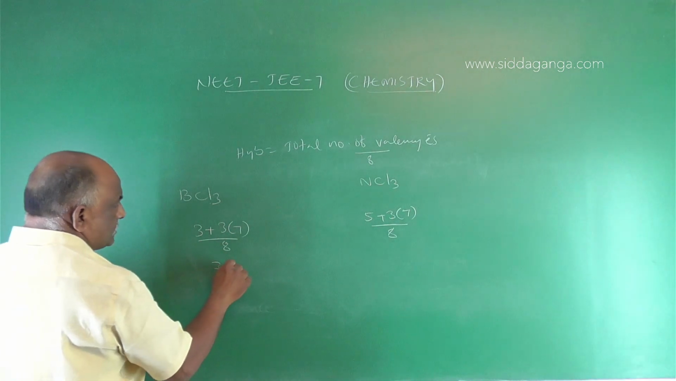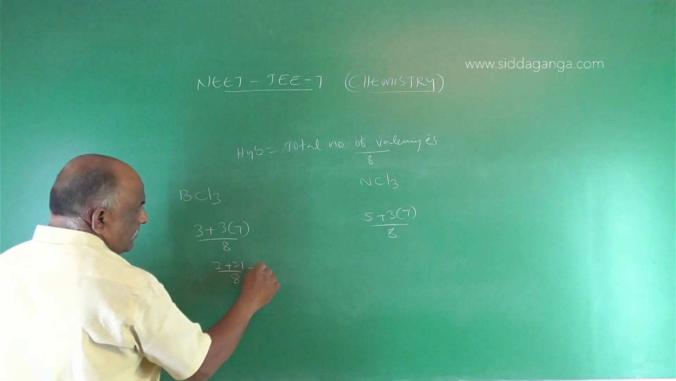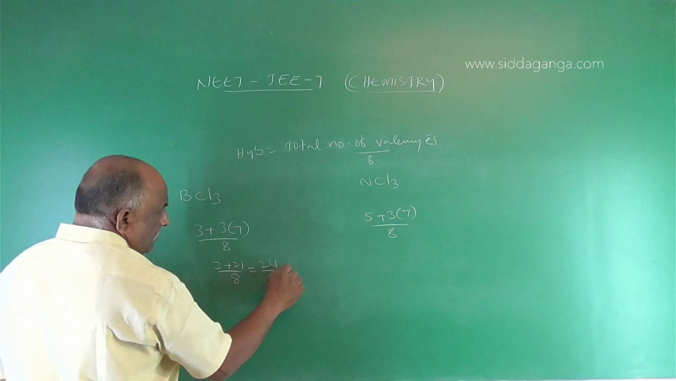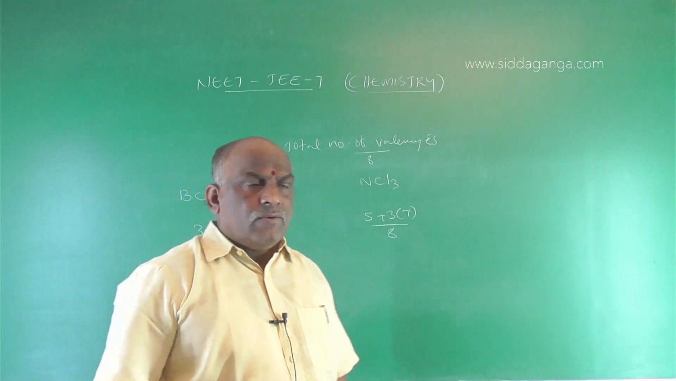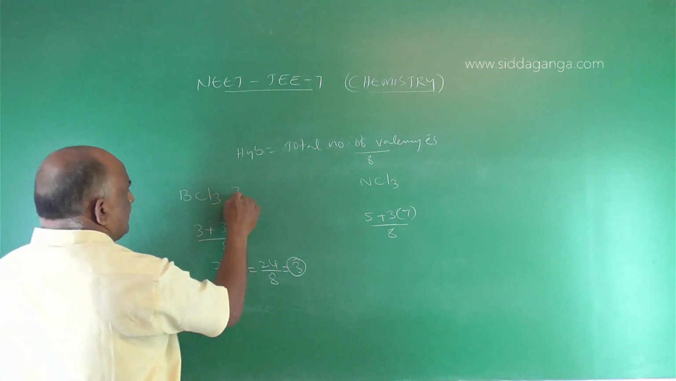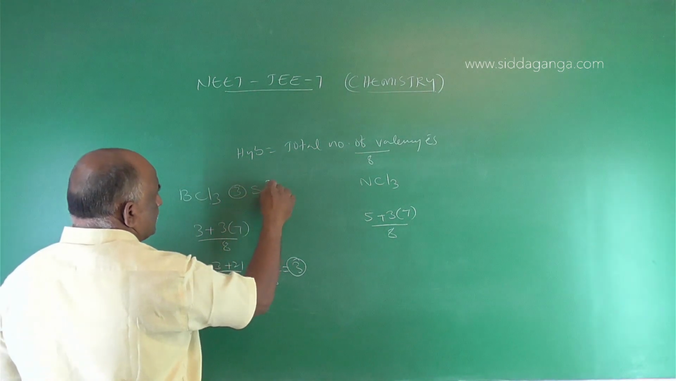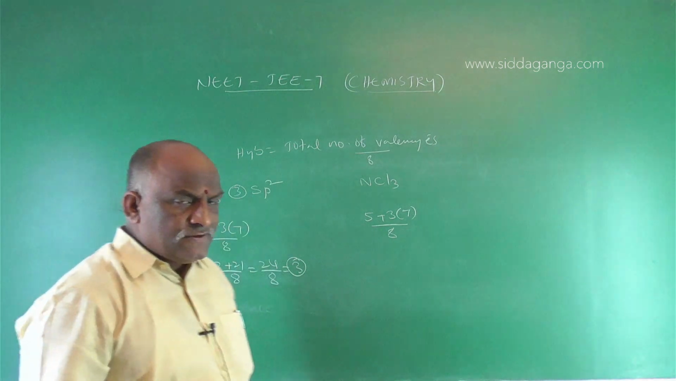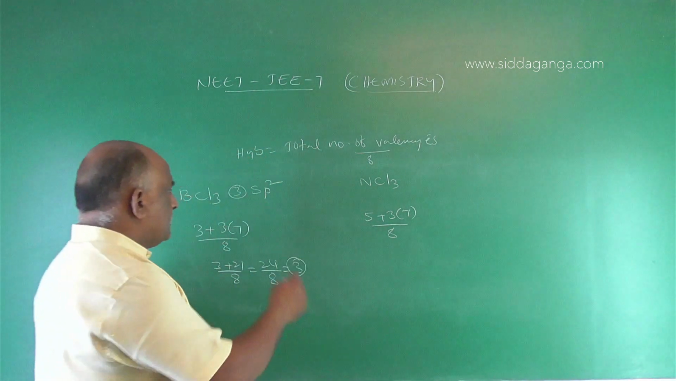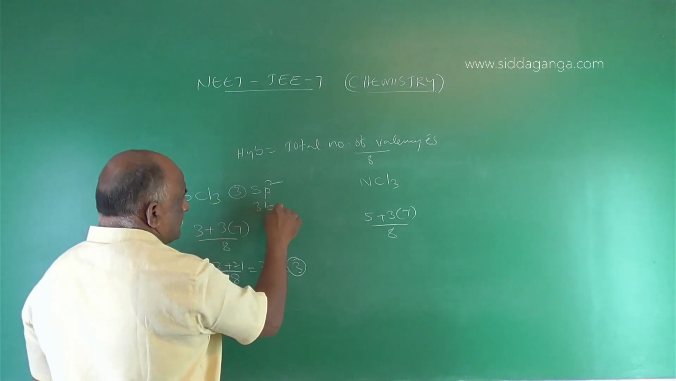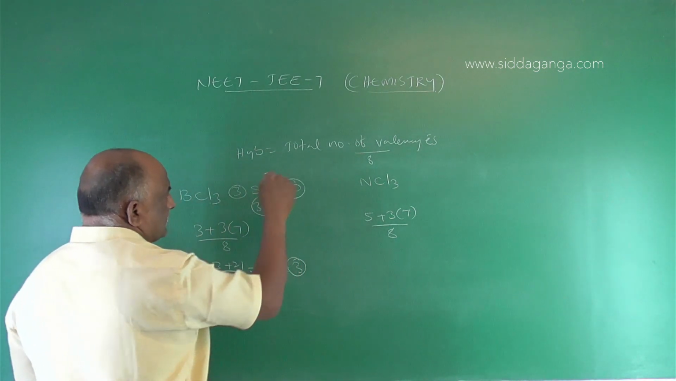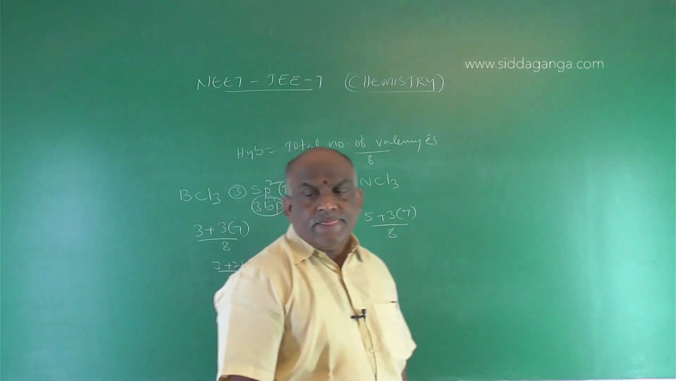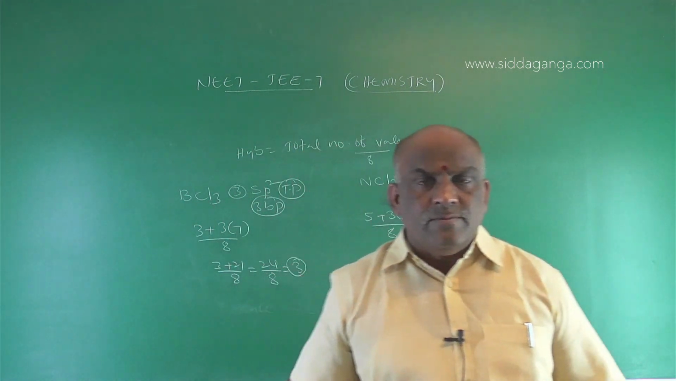So for boron, 3 plus 21 by 8 is 24 by 8, which is 3. We will get the number 3. What is the number 3? Number 3 stands for sp2 hybridization. This 3 stands for 3 bond pairs, and the shape of the molecule is trigonal planar. Trigonal planar shape is possible in boron trichloride.